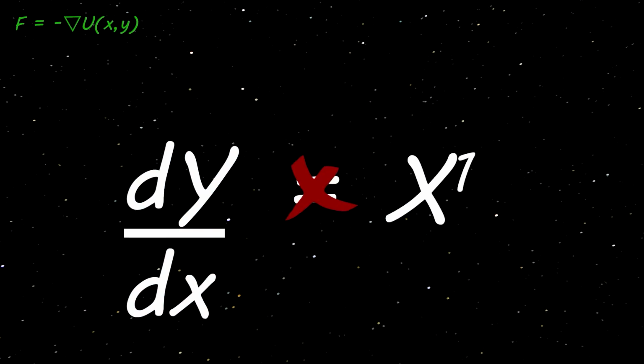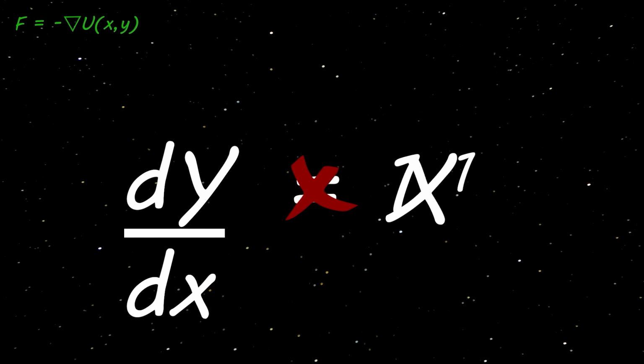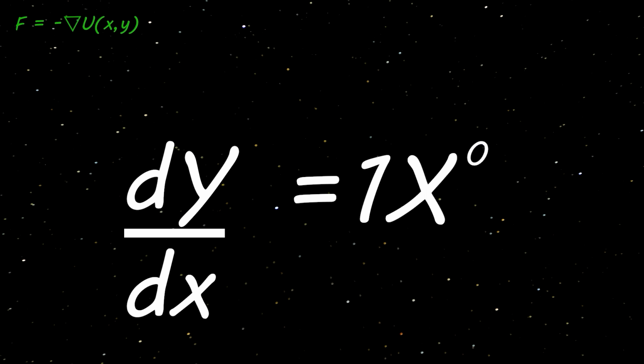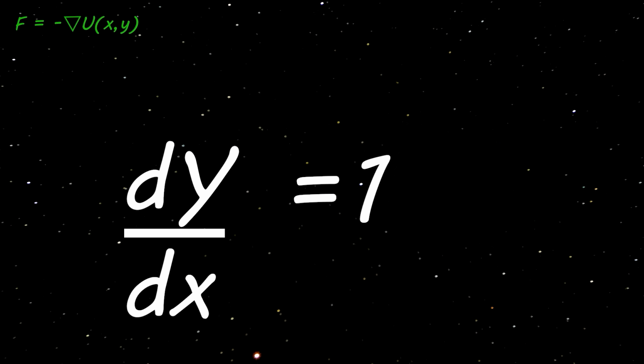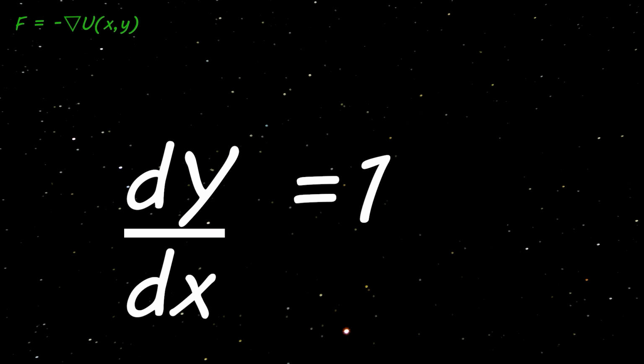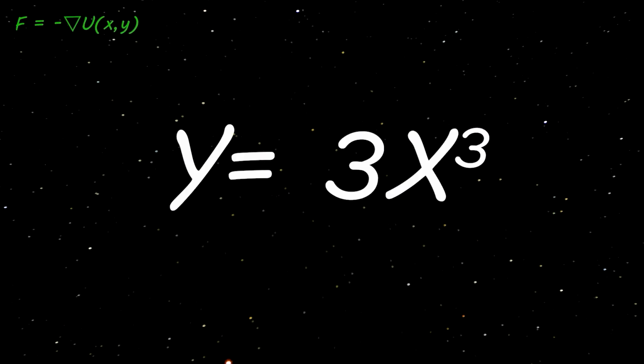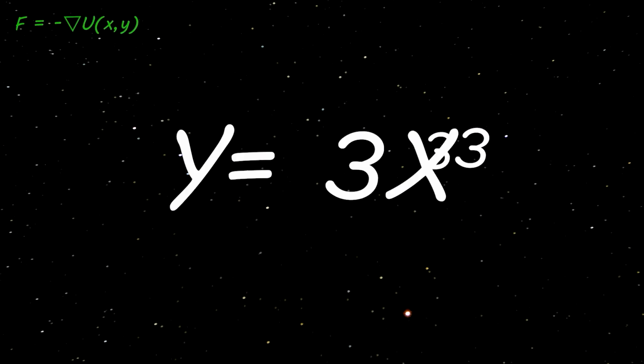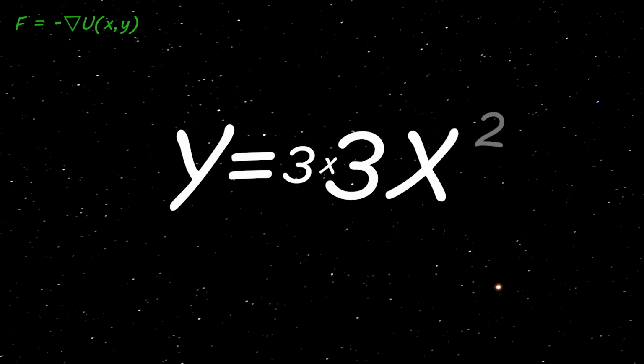To find dy by dx, you take the power and multiply it to the term, and then reduce the power by 1. Anything to the power of 0 is just 1, so dy by dx is equal to 1. What about this example? The same rule applies. Multiply the power to the term and subtract 1 from the power.